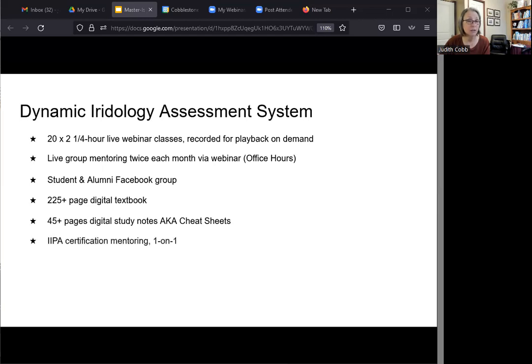The course includes, for students who want it, the IPA certification mentoring one-on-one. IPA has a protocol that is laid out for how you need to be mentored to prepare for certification. That is included for you. And I include the case studies for the certification prep.